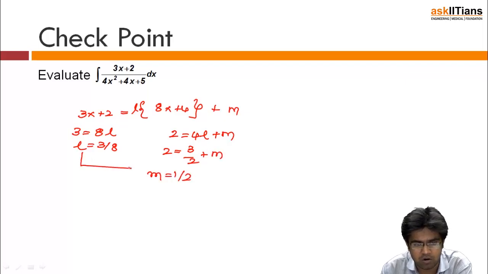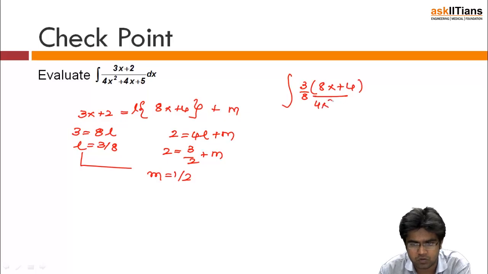You can see here that I got the values of L and m. So now my job is done. I am going to split it: integration of L times, what is L? 3 by 8 times 8x plus 4 divided by 4x square plus 4x plus 5 dx, plus integral m. What is m? m is 1 by 2 times 1 upon, let me write it, quadratic dx.